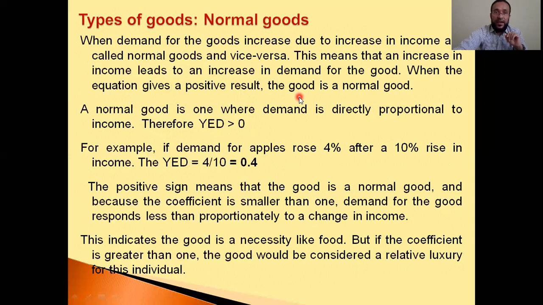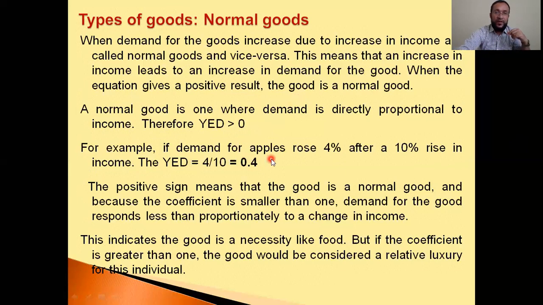This means that an increase in income leads to an increase in demand for the good. When the equation gives a positive result, the good is a normal good. That means for a normal good, there are 2 important things you have to keep in mind. First, it has a positive relationship with income. That means if income increases, demand will also increase. If income falls, demand will also fall. Second, after calculating the value of IED, we'll get a positive value. So if the value of IED is positive, that means the good is a normal good.